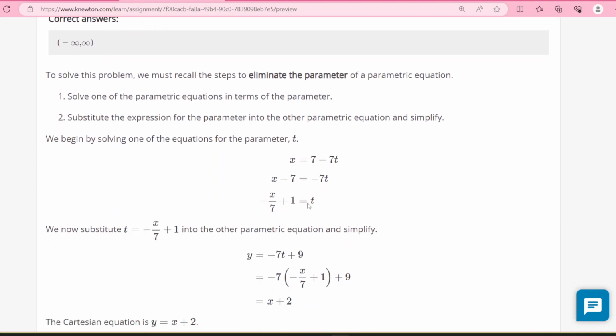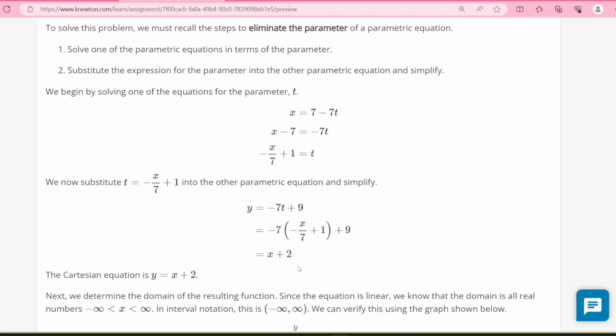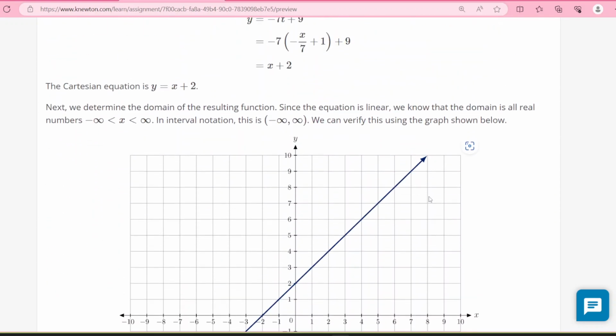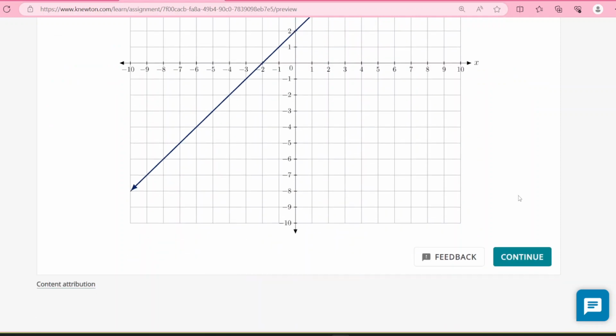So yeah, you see that. Now they actually solve for t and substitute, right? They get y equals x plus 2. And there's the graph of y equals x plus 2, which clearly has a domain of all real numbers. Great.